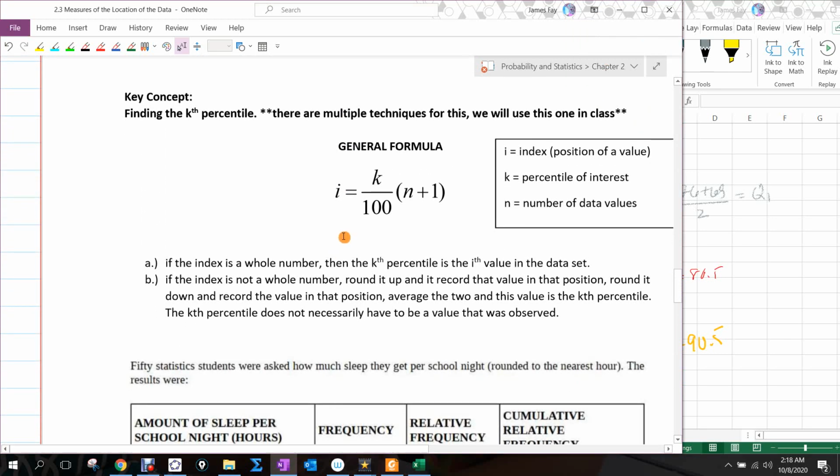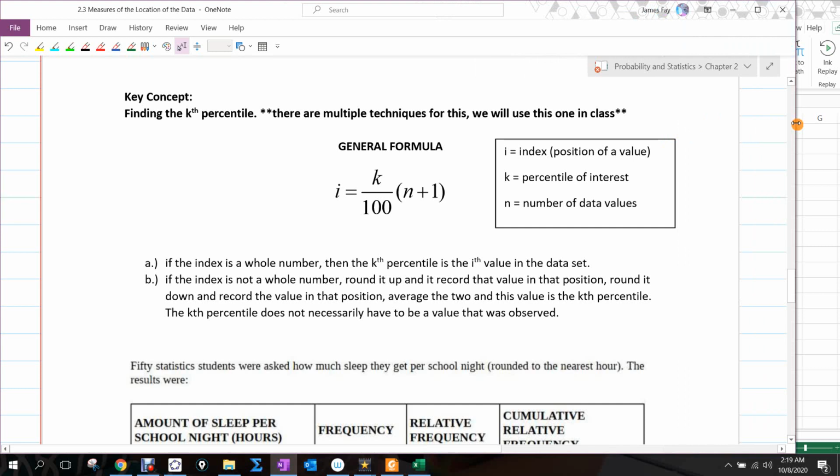Finding the Kth percentile. Let me see what time we've got going on here. Finding the Kth percentile, there are multiple techniques for this. We'll use this one. I think it's the most straightforward. I is referred to as the index, and that's called the position of a value.